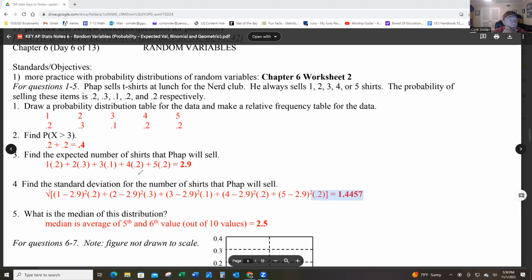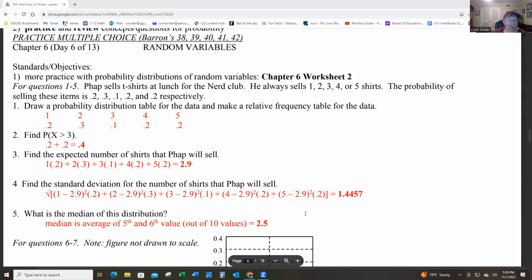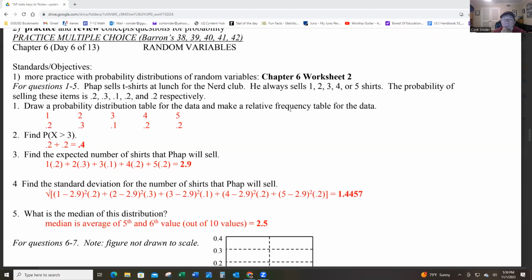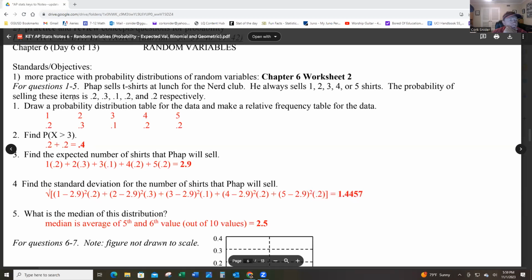Okay, so let's look at these questions if we can. The first one: Fat Fap sells T-shirts at lunch for the Nerd Club. He always sells 1, 2, 3, 4, or 5 shirts, as you can see right there. And the probability of selling those shirts is this, respectively. So the first thing is make a probability distribution table.